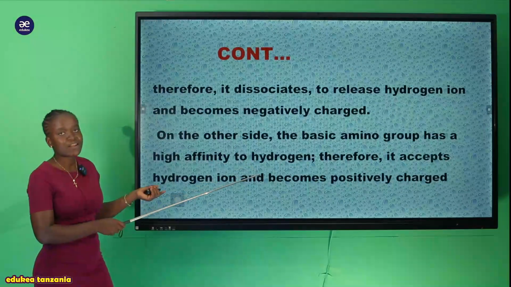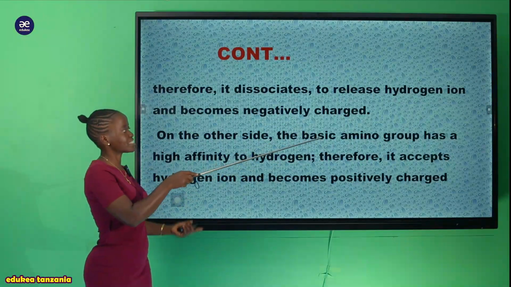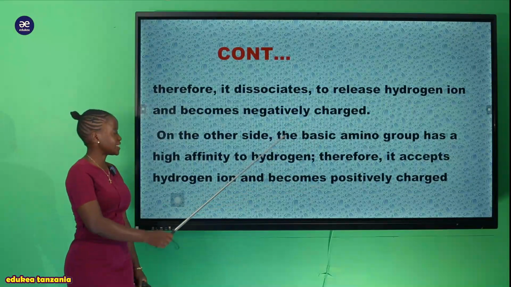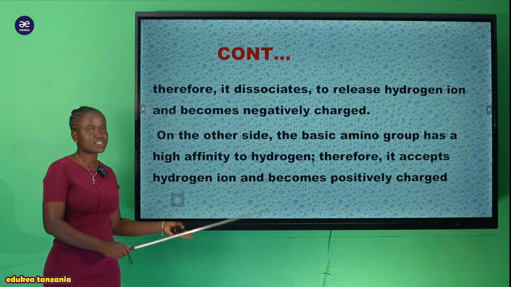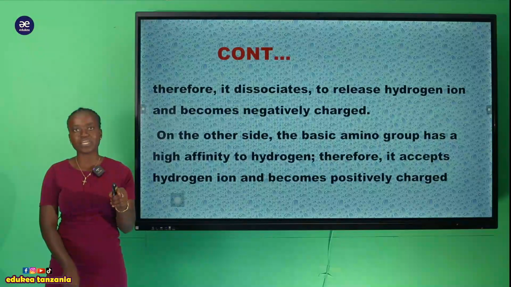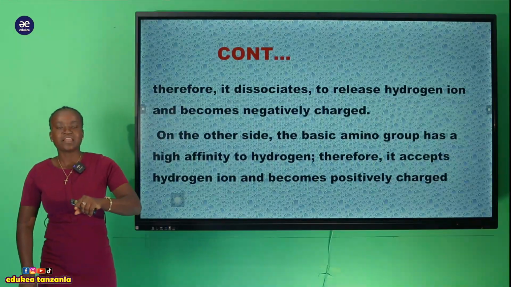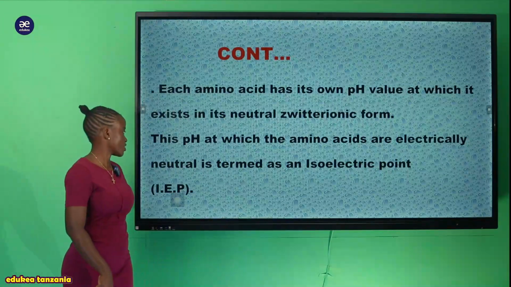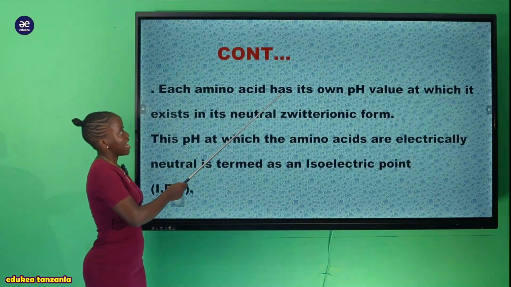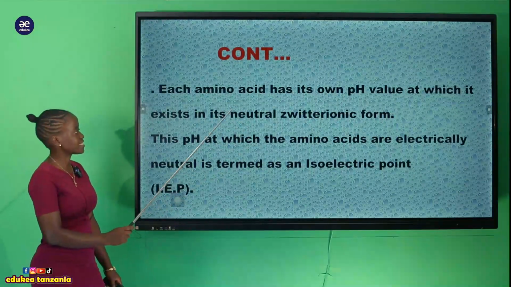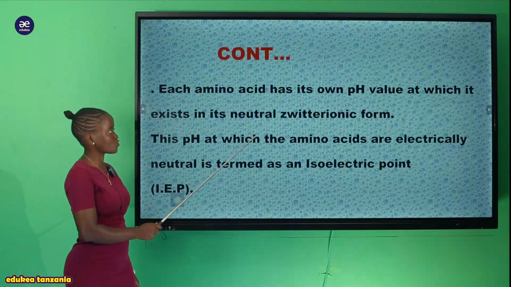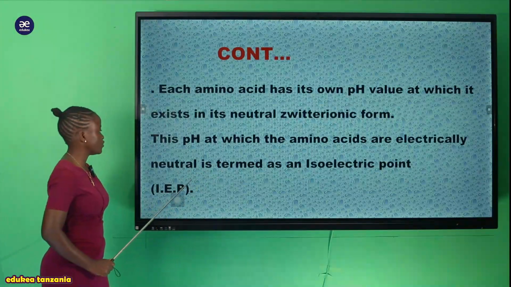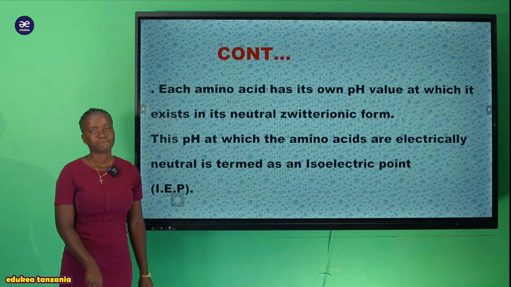Thereby on the other side, which is in the basic solution or in the basic compound, now you are going to see it has high affinity to hydrogen. Therefore, it tends to accept the hydrogen ion and become positively charged kwenye ile structure. Kwa ina maana ile loosely hydrogen inatoka kwenye acid inaenda kwenye ile basic structure of that protein. So now you can see each amino acid has its own pH value at which it exists in its neutral zwitter ion form. So this pH at which the amino acid is electrically neutral is termed the isoelectric point.